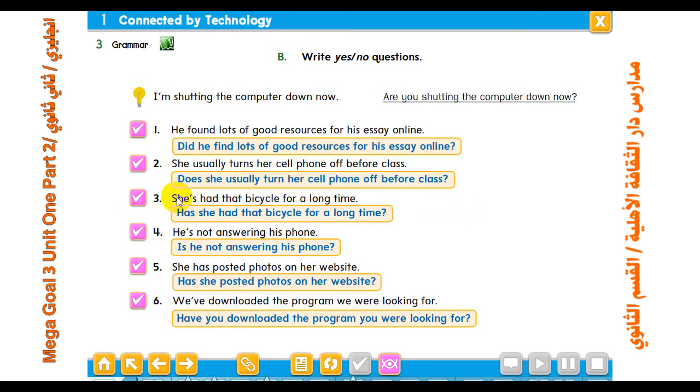Number 3, she's had. The apostrophe S here is the abbreviation of has. She's had that bicycle for a long time. So I begin with has at the beginning. Okay, has she had that bicycle for a long time?